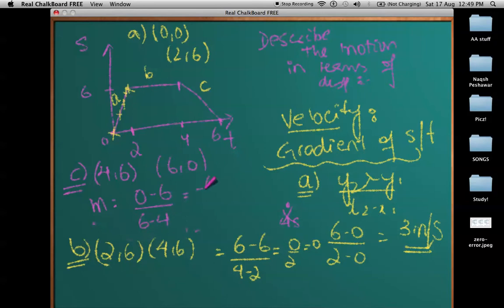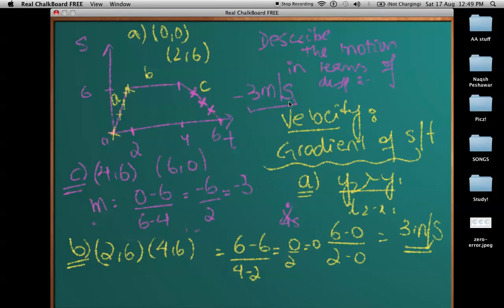This would give me minus 6 over 2, a gradient of minus 3, which means that throughout this line, since this line is uniform, at every point the gradient would be minus 3. I can take any of these points and the answer would be minus 3, showing us that the car at this point had a velocity of minus 3 meters per second.